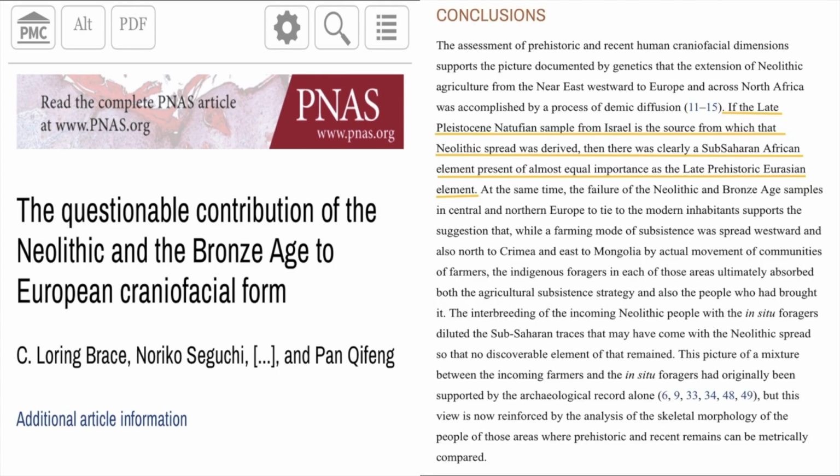If the late Epipaleolithic Natufian sample from Israel is the source from which that Neolithic spread was derived, then there was clearly a sub-Saharan African element present of almost equal importance to the late prehistoric Eurasian element.